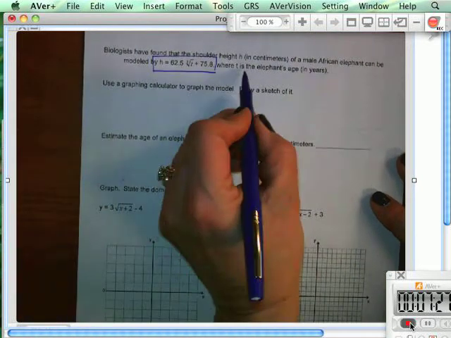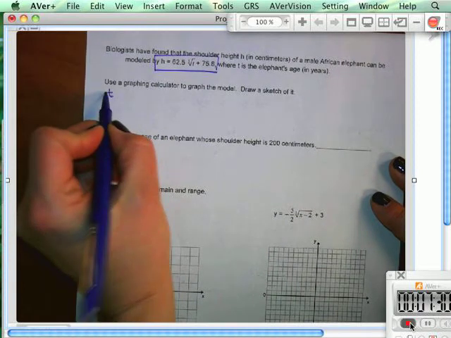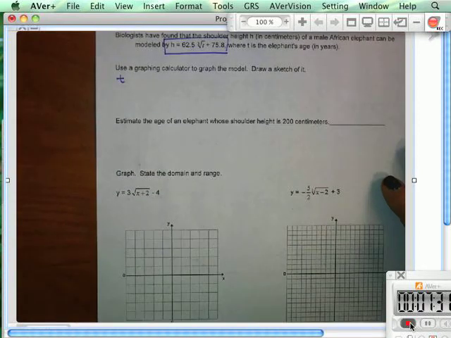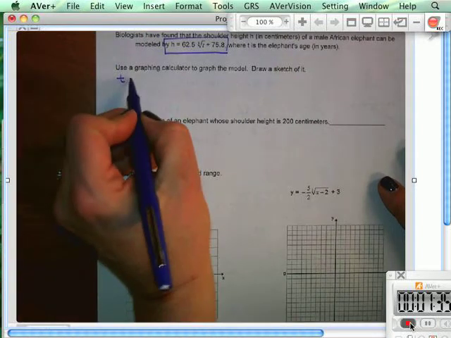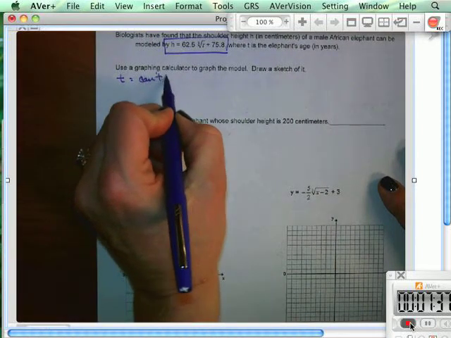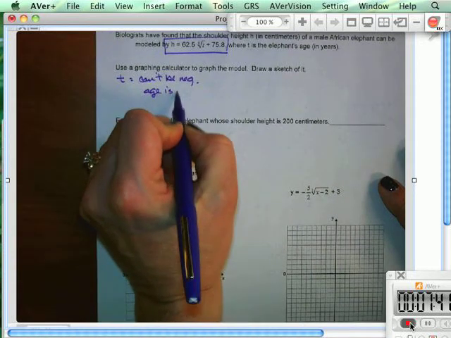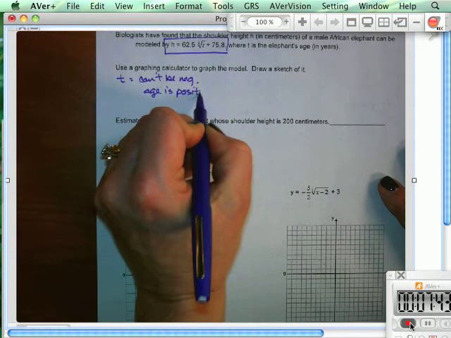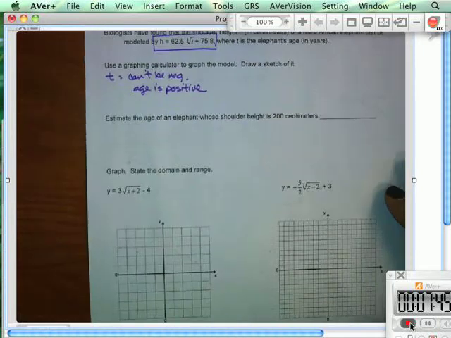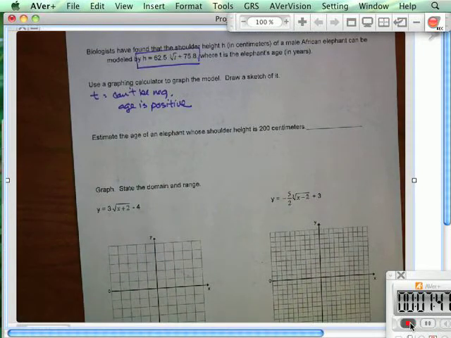T is the elephant's age in years. Can T be negative? Why can't T be negative? You can't have negative. Thank you. T can't be negative because age is positive. So that's going to kind of help me sketch it. I'm not going to have any negative x values.